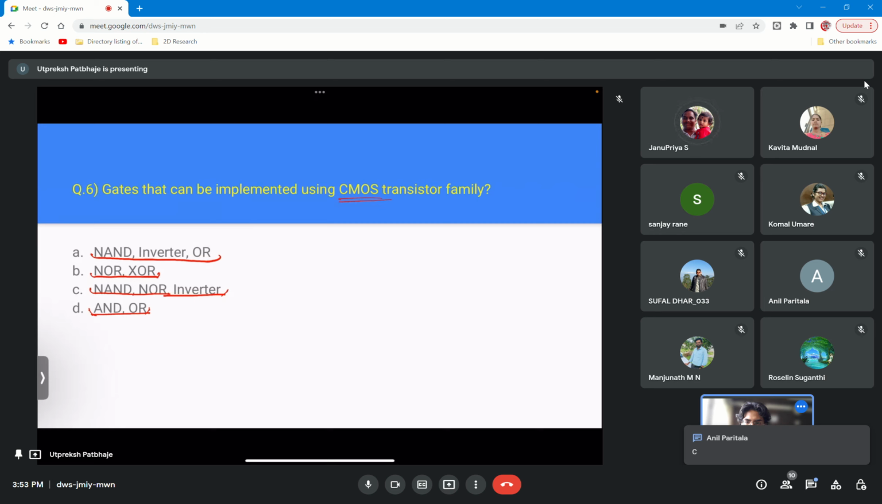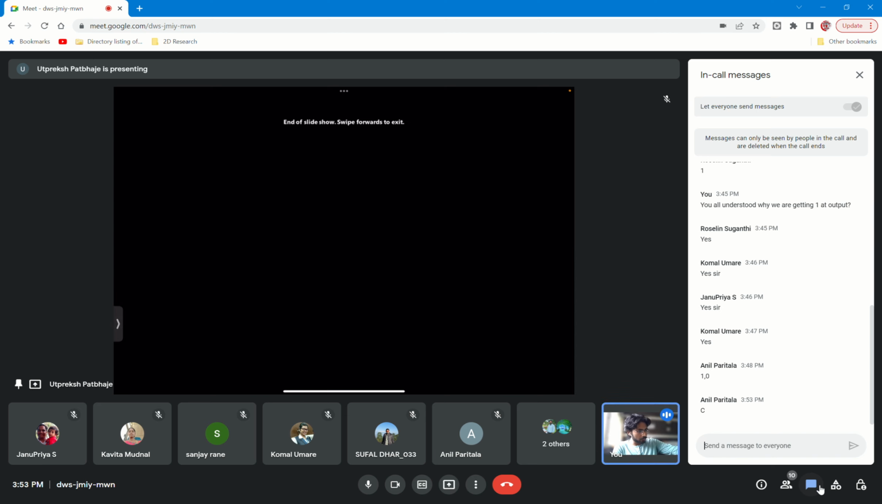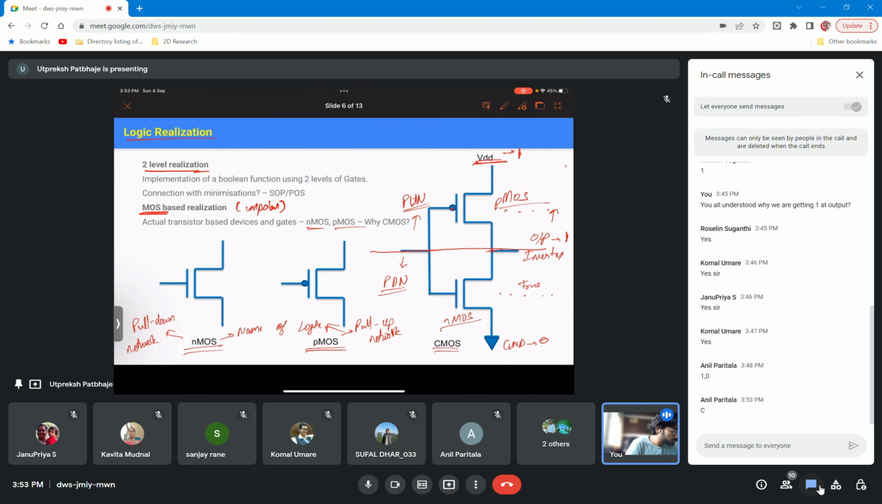Anil is saying C. NAND, NOR, inverter. Okay, Option C. So yeah, C is the correct answer. So using CMOS family as we have seen in this figure, which is just a schematic for an inverter.